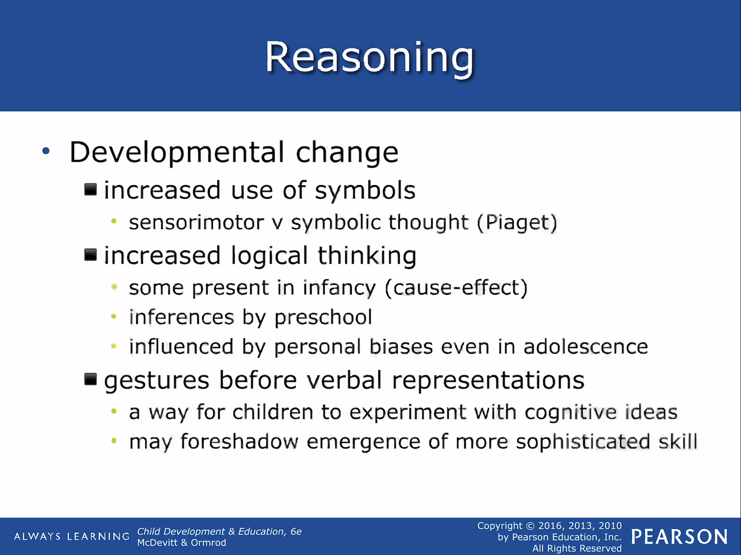By the time you get to preschool, you start having logical thinking like, given the story we just told, what's likely to happen next? Okay? And then as you get older, what are they thinking and feeling? Or was this right or wrong? And those kinds of things. Influenced by personal bias just means what you think is best, right? So the egocentrism of childhood.